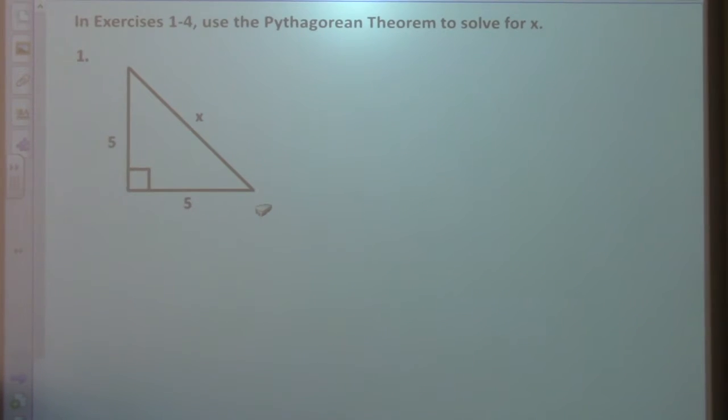Good afternoon, ladies and gentlemen of Precalculus. Welcome again to room 15 where learning never ends, even if we have a few people missing. But we'll try to get by here.